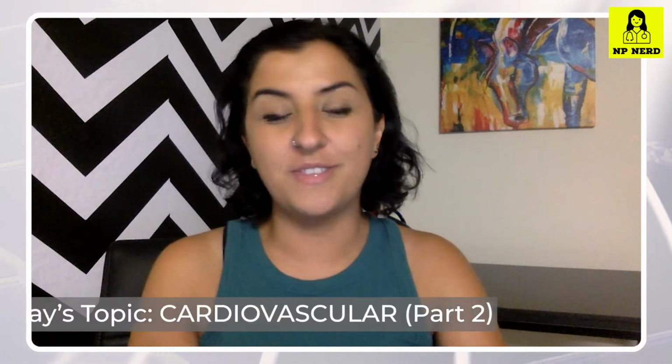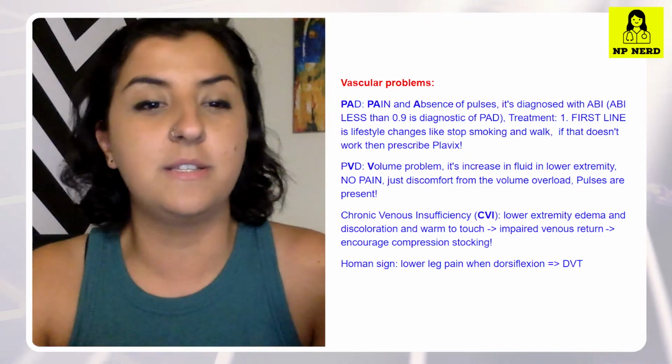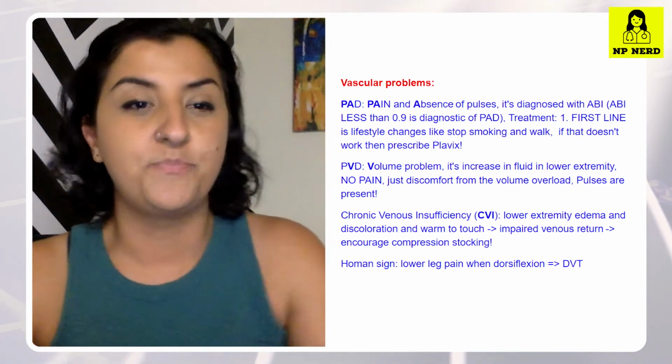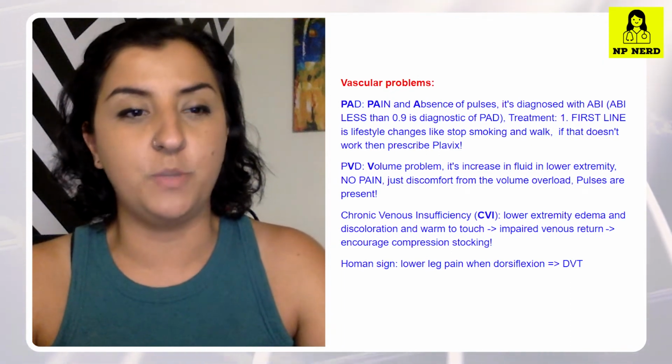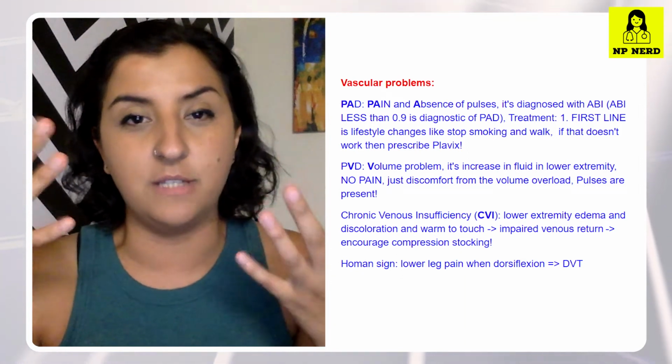Alrighty, where were we? So this is section 2 of the cardiovascular review for the AANP exam. We stopped at vascular problems. So we're going to talk about the difference between PAD and PVDs.